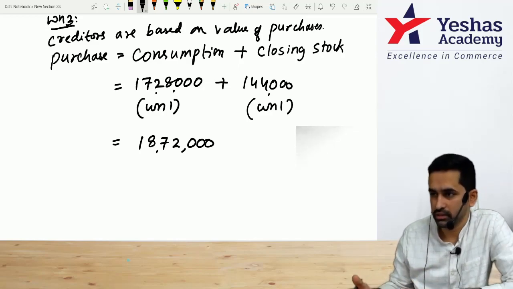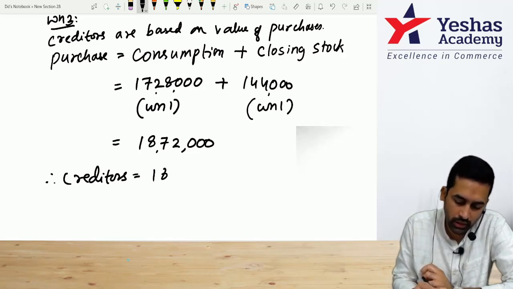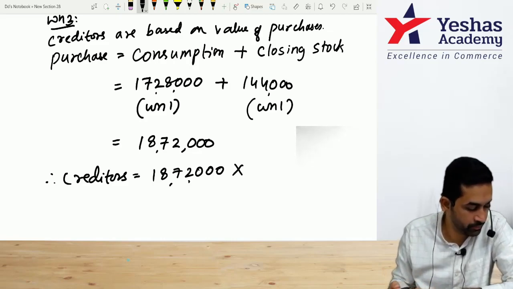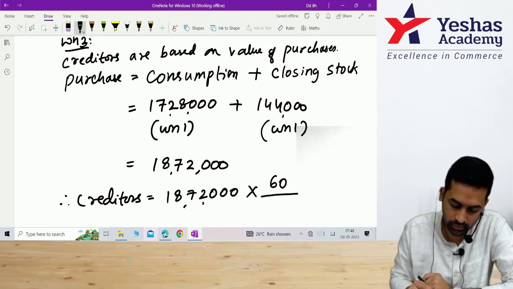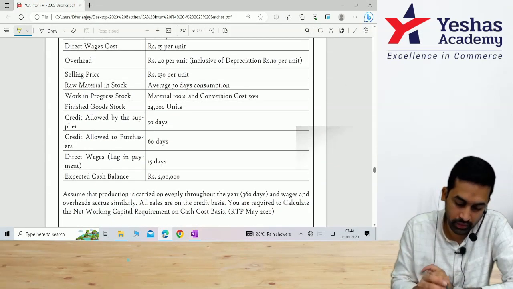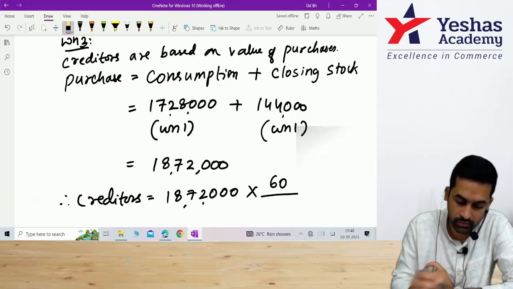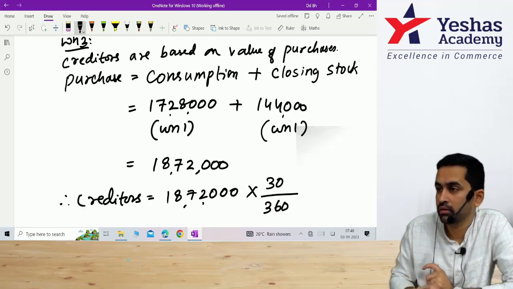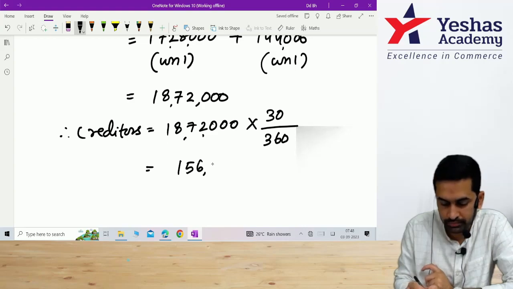But this is annual purchase. Therefore, creditors is equal to 1872,000 into, which number to be taken? Guys, credit allowed by supplier. So this is the number, 30 by 360. What's the number?